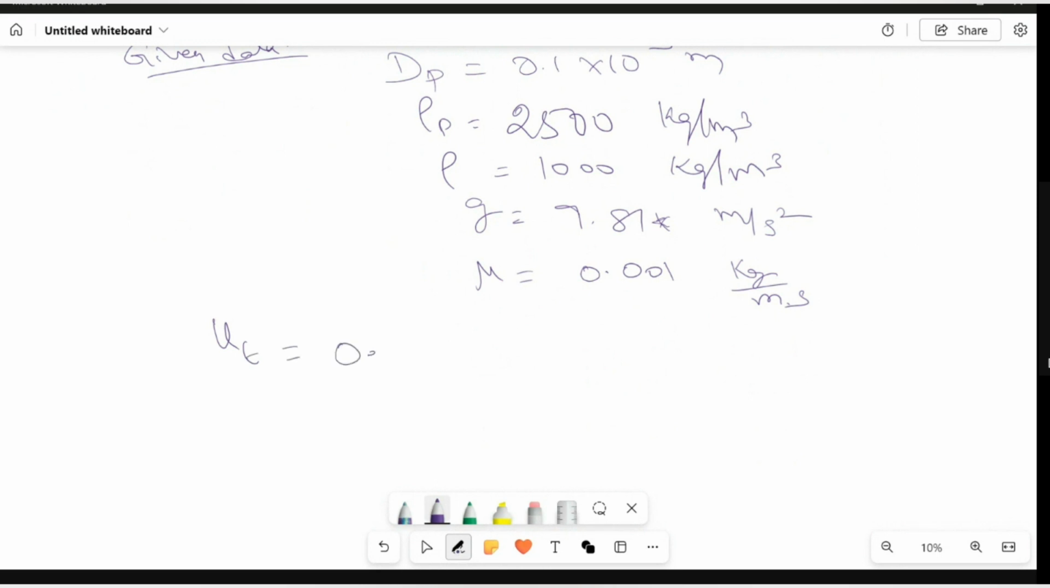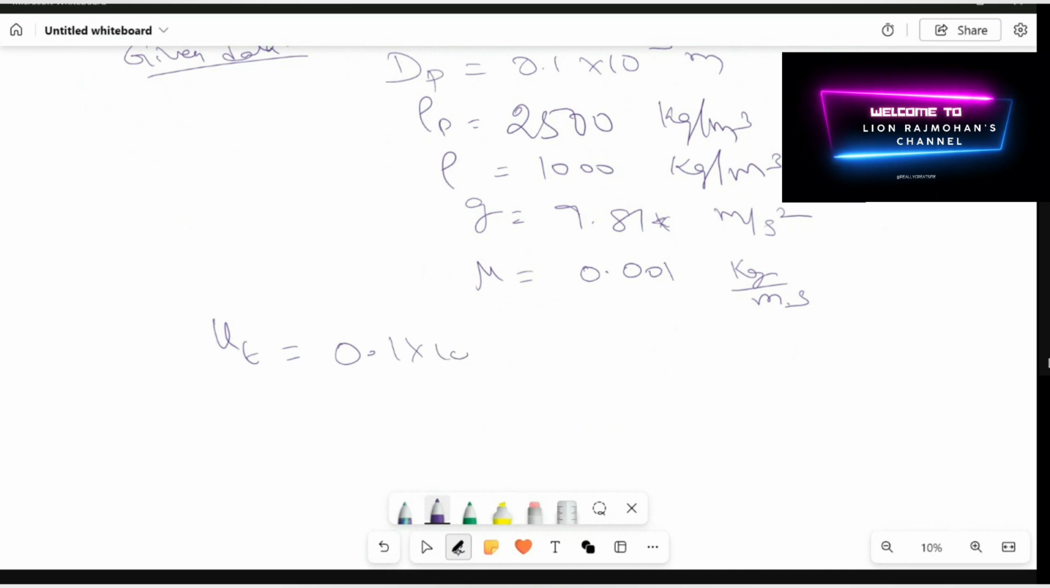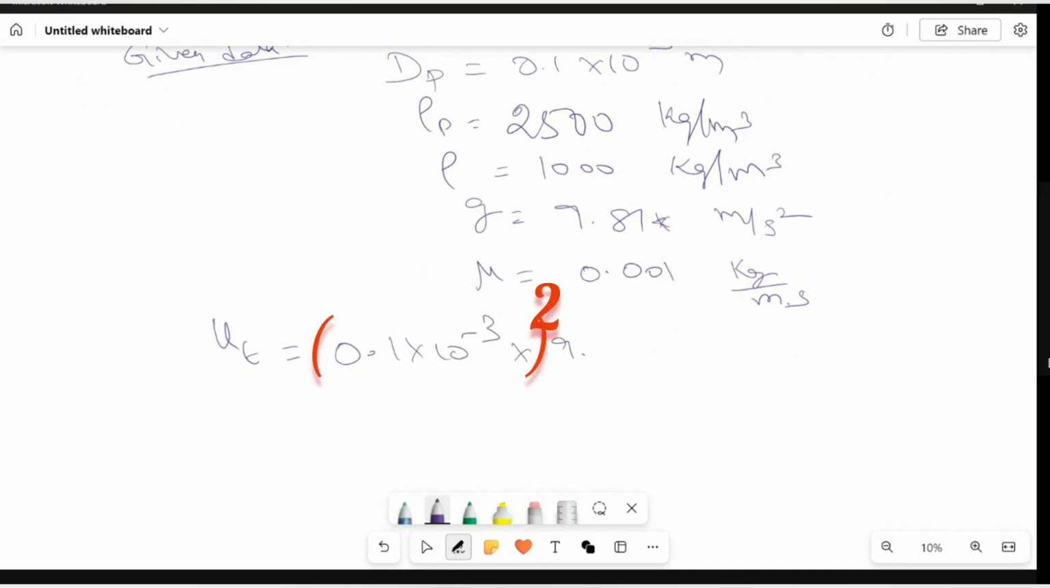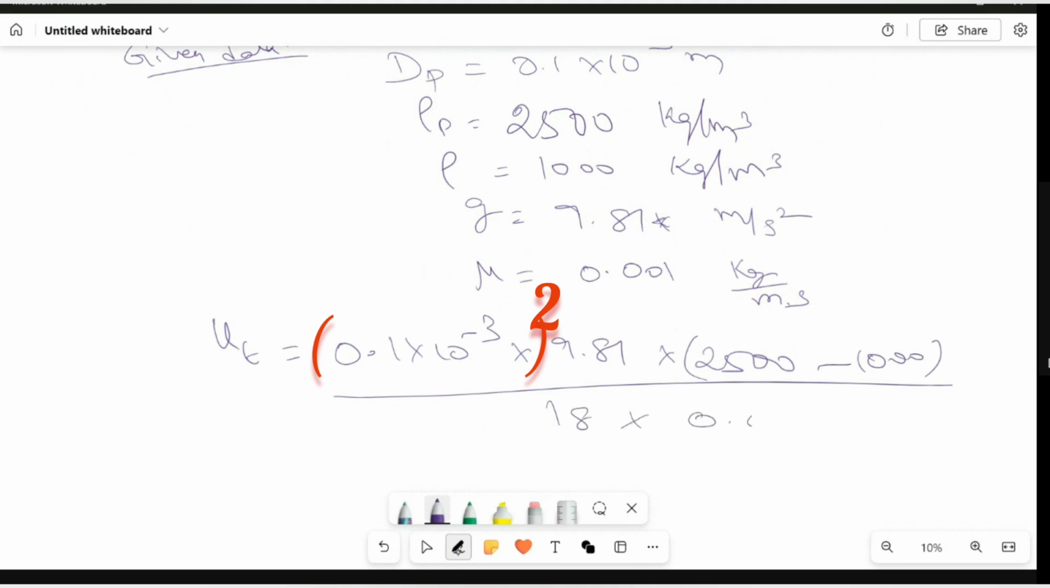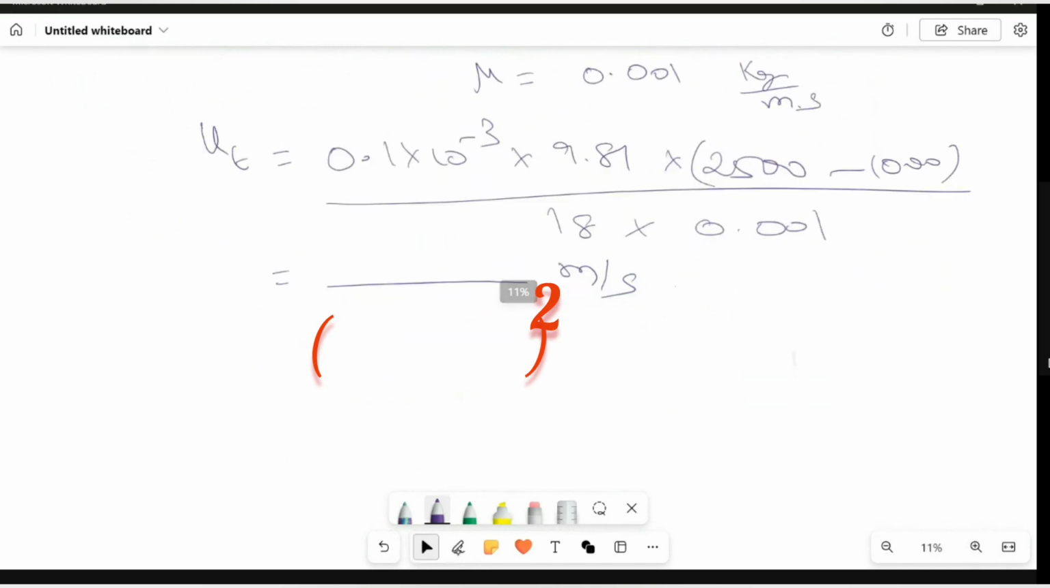UT is diameter, that is 0.1 into 10 power minus 3, into 9.81 into 2500 minus 1000, divided by 18 into 0.001. Substitute with the units, we will get the answer in meter per second. Kindly comment your answers. I am getting around 5.5 to 6 into 10 power minus 3. Please comment your answer if you are watching this video.